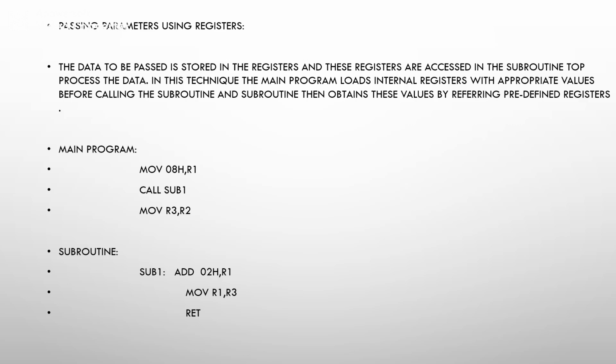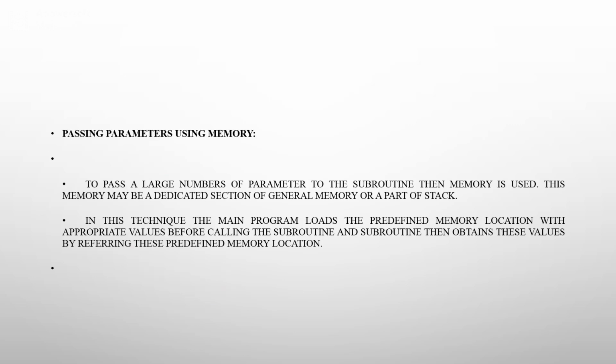So in the main program we can observe that we copied the value 08 to R1. Next we called the subroutine. In the subroutine, once again we perform the operation through the processor register, followed by the return instruction, and finally we copied the final result into the register R2. So this is how we can use processor registers in order to pass the values between the main program as well as the subroutine.